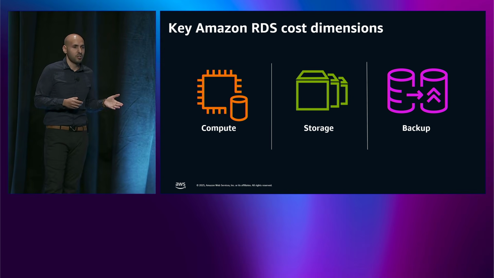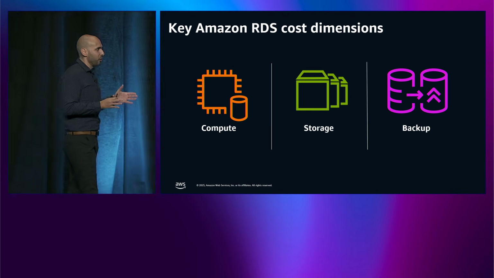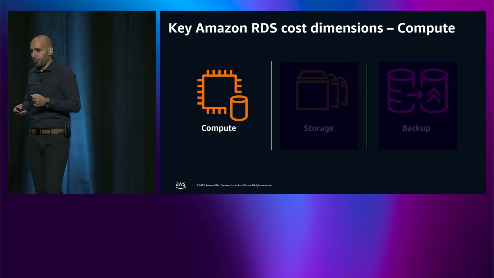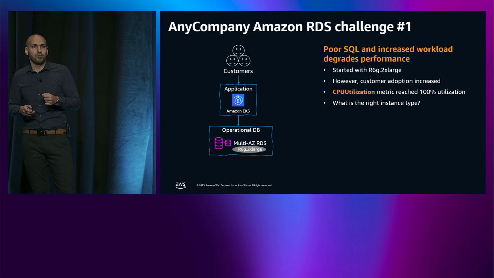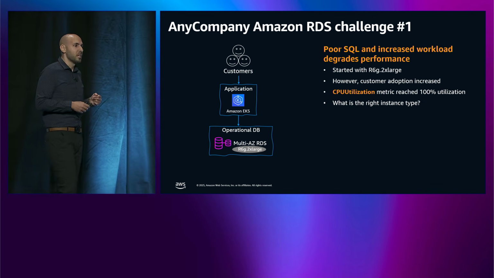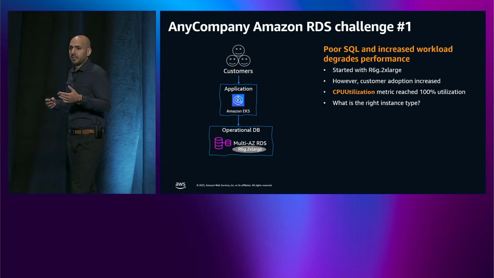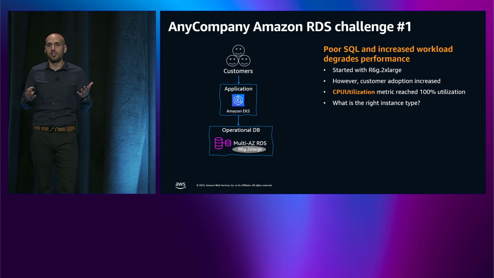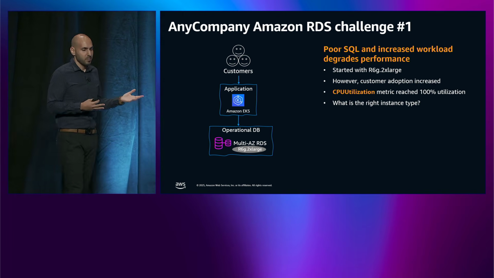So back to the RDS cost dimensions, I would like to focus on three cost dimensions today: compute, storage, and backup. So let's get started with compute. And with that, I would like to introduce Any Company's first challenge. You probably could resonate with some of those challenges. Any Company started very fast. They have a great customer base, but suddenly their CPU spiked to 100% due to poorly running SQL statements.